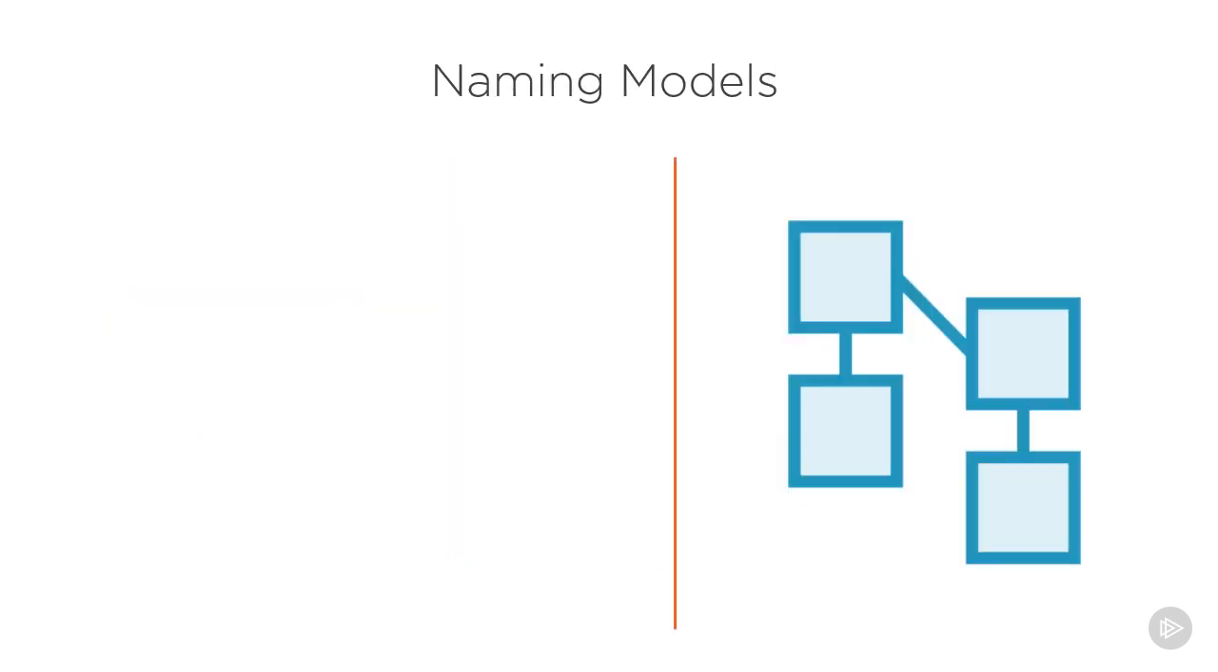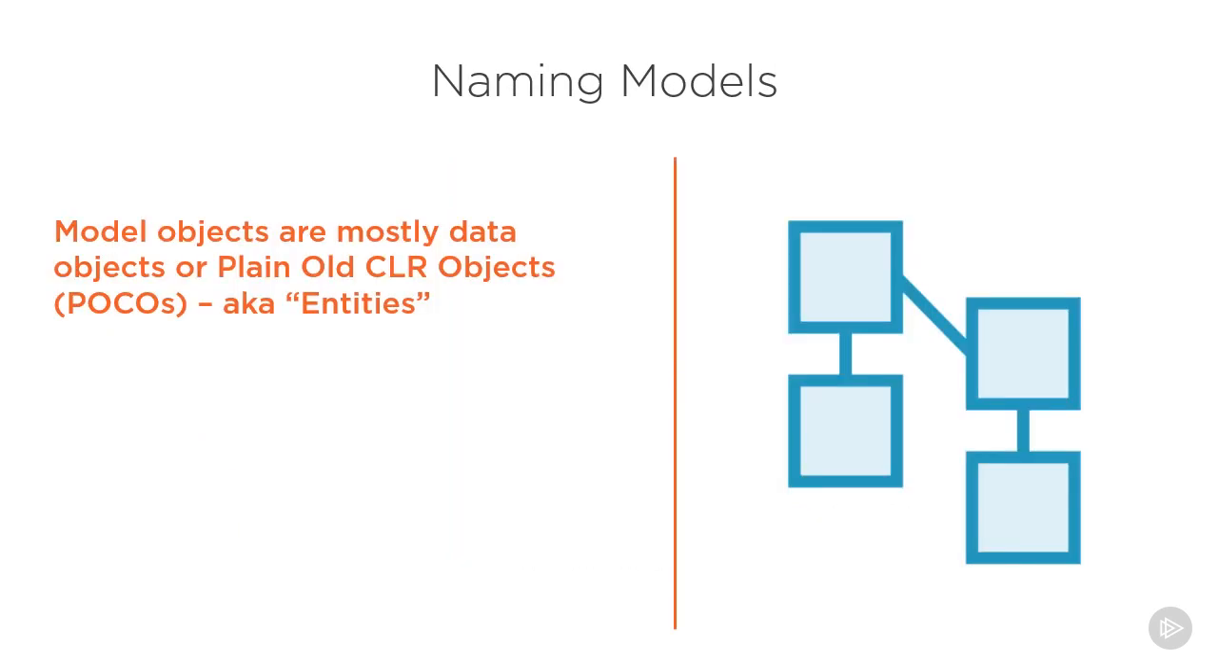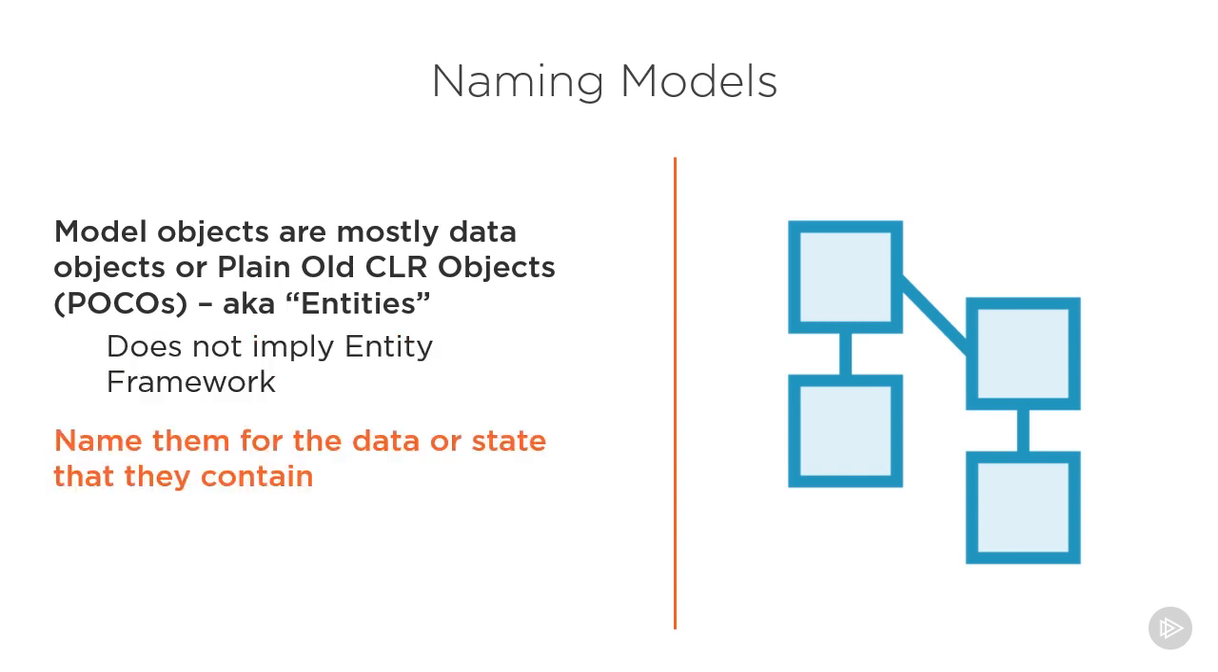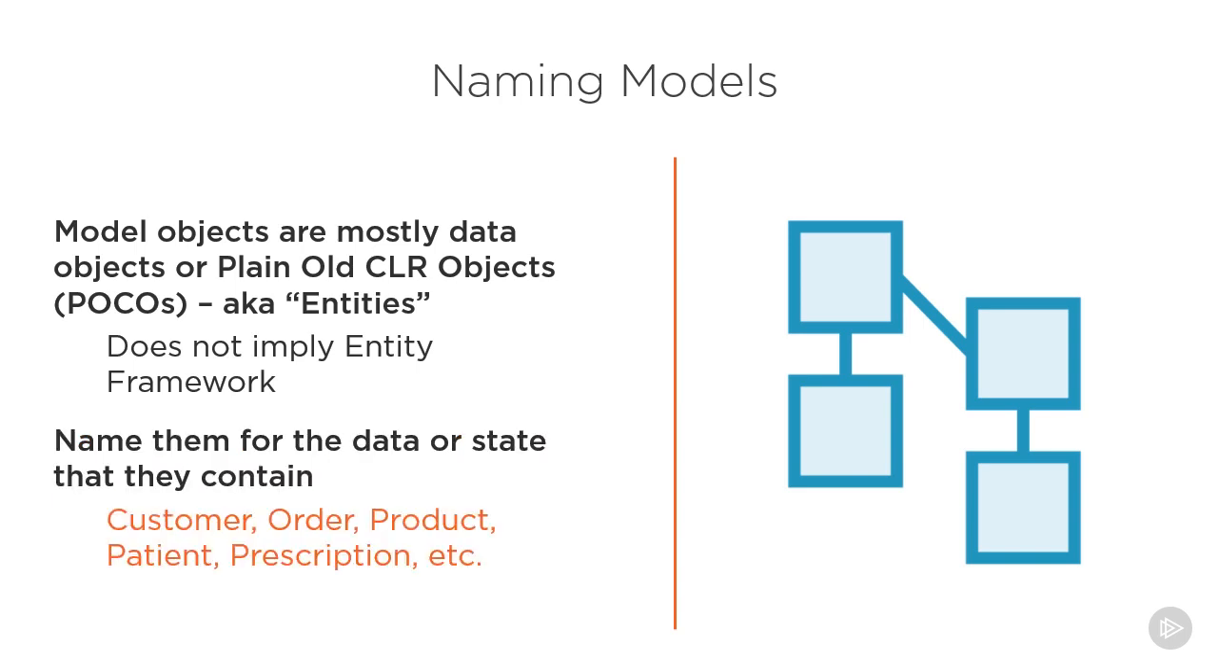When it comes to your model objects, those are usually just objects with properties to contain the data of the model. These kind of objects are also often called entities, but don't let that term confuse you and make you think they are necessarily associated with Entity Framework in any way. Entity is just a general term for a lightweight object that contains data and properties. In terms of naming them, name your model objects for the domain objects that they represent. So your model objects should have noun-based names like customer, order, patient, prescription, and so on.